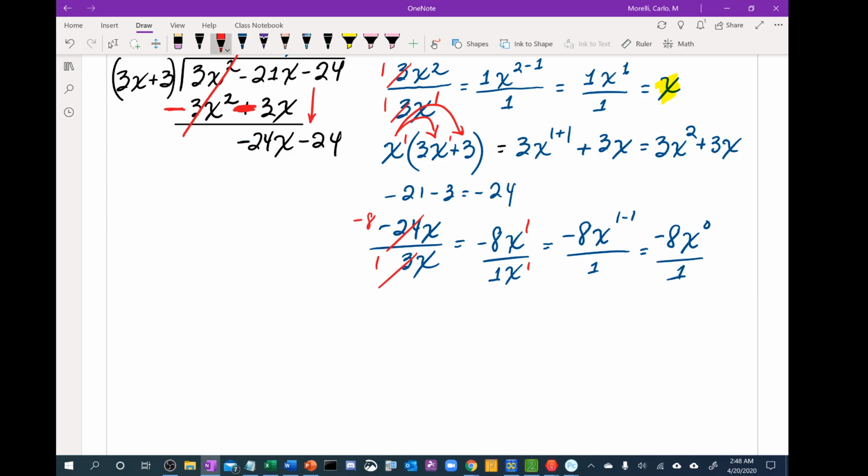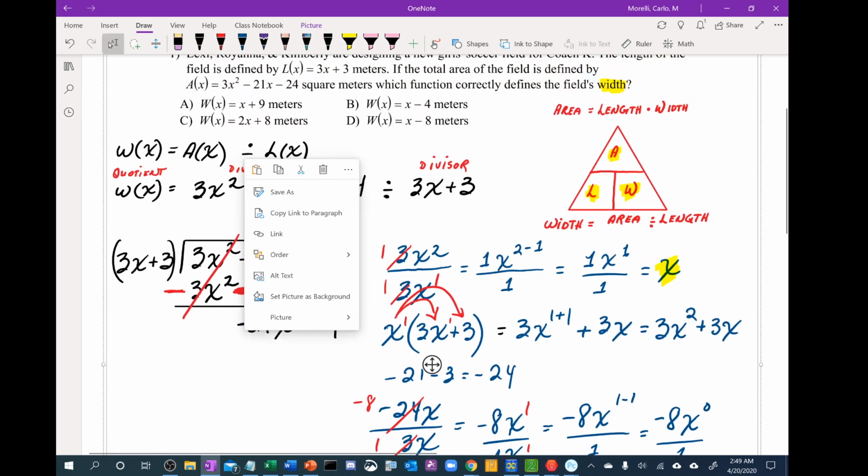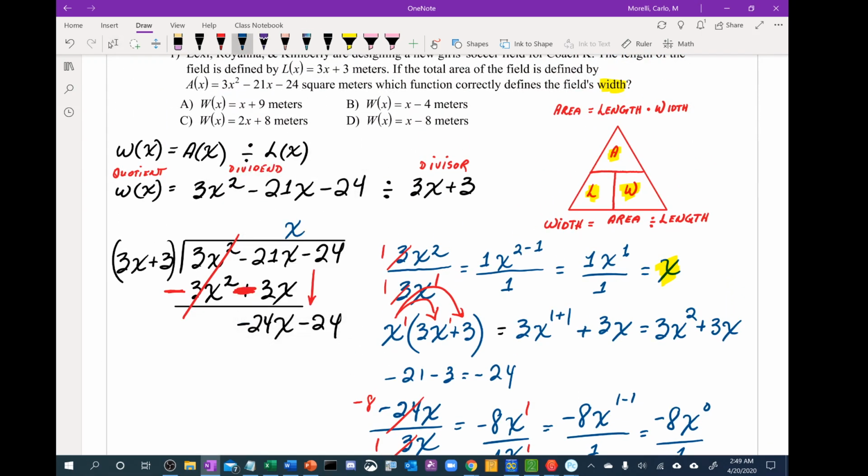Now this is very important. This is a rule called the zero exponent rule. x raised to the 0 power equals 1. Okay? x raised to the 0 power equals 1. So continuing on with our work here, we actually have negative 8 times 1 over 1, which all simplifies down to just negative 8. This is a quotient term. Negative 8 is a quotient term. So we'll write here minus 8.